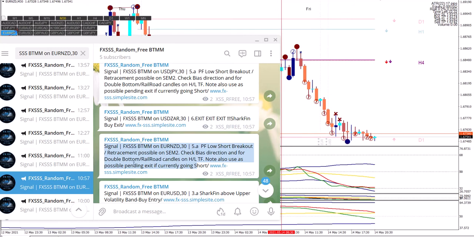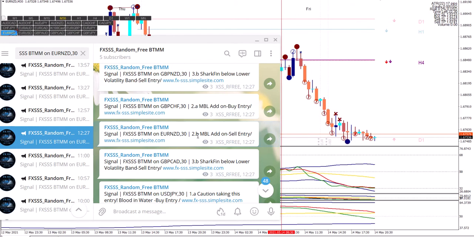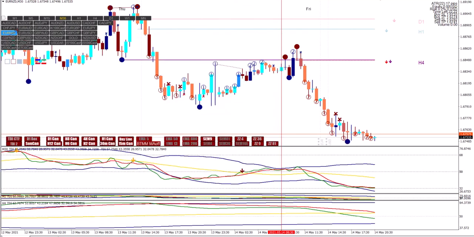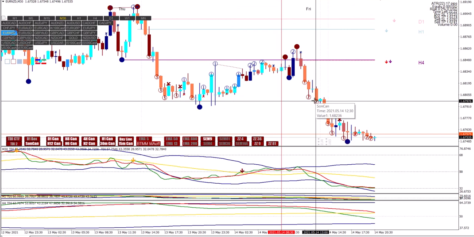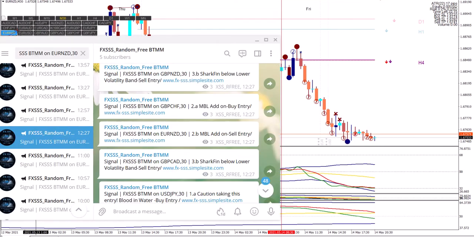So if I just go to this one and here it is, 1227 MBL add-on, it's one of these two, right? Remember, we always talk about these, it's either that one or that one, right? And once again, Telegram, I'm just going to move this like this.